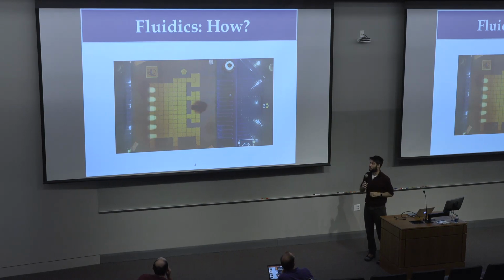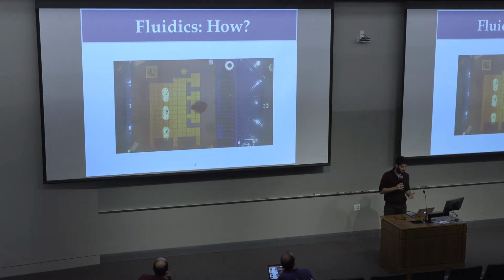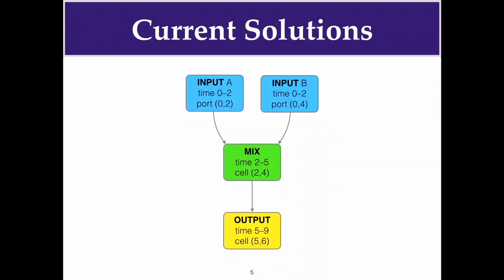So how might you program this thing? You certainly don't want to talk about where the droplets are. You don't want to say like turn on electrode 1 at time step 1. That would be really bad. So what people currently do is they make these graphs. They basically make a data flow graph that describes your protocol.